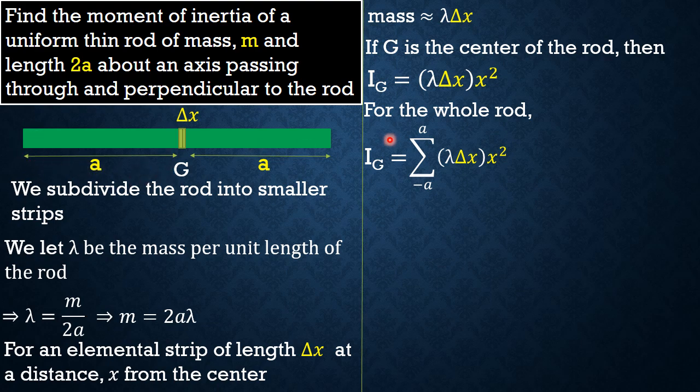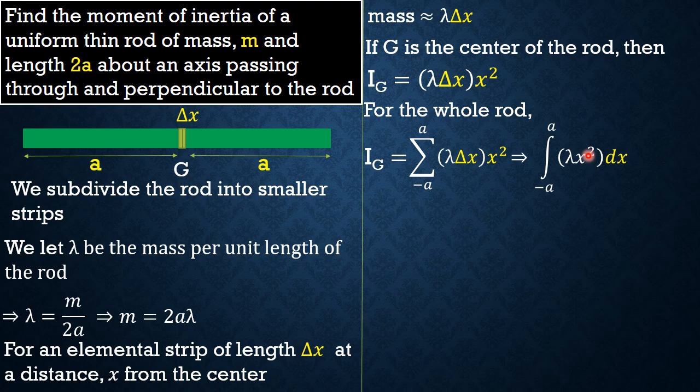So we are now going to change from this discrete sum to a continuous one. So we are now looking at the definite integral going from negative a to a of lambda x squared dx. So friends, looking at this integral, we can see that lambda is a constant, and x squared is an even function, right? It's an even function.